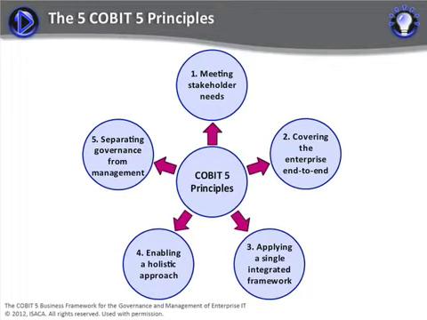The diagram on your screen shows the 5 key principles that COBIT 5 identifies as being key to the successful governance and management of enterprise IT. The 5 principles are meeting stakeholder needs, covering the enterprise end-to-end, applying a single integrated framework, enabling a holistic approach, and separating governance from management. You will need to remember these for your exam.